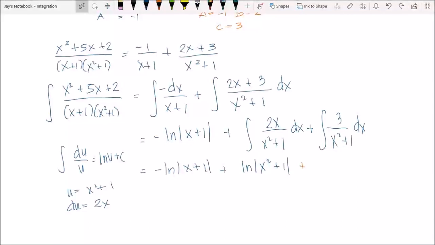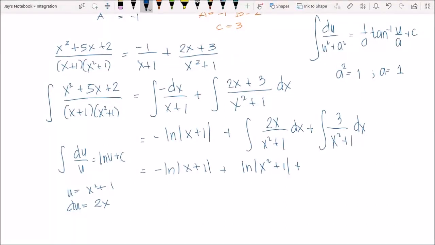Then, here, what do you think is the rule that we could actually apply to this? We have the rule which is the integration of du over u squared plus a squared, that is 1 over a arctangent of u over a plus c. So we have a squared here that is equal to 1. That is, therefore, our a here, that is the square root of 1, which is 1. Then we have our u squared, that is x squared. So therefore, our u is equal to x.